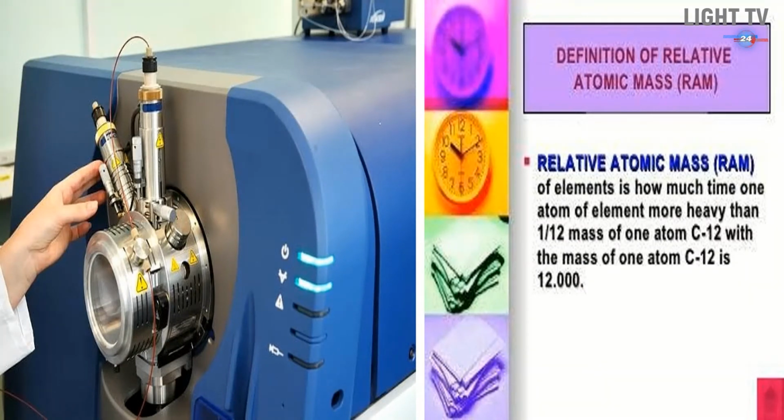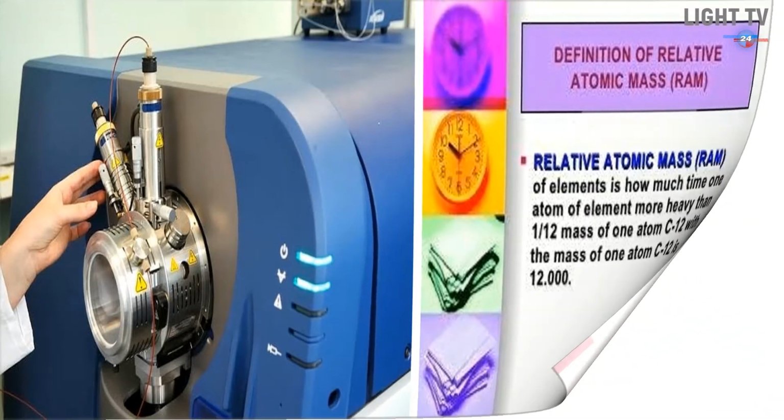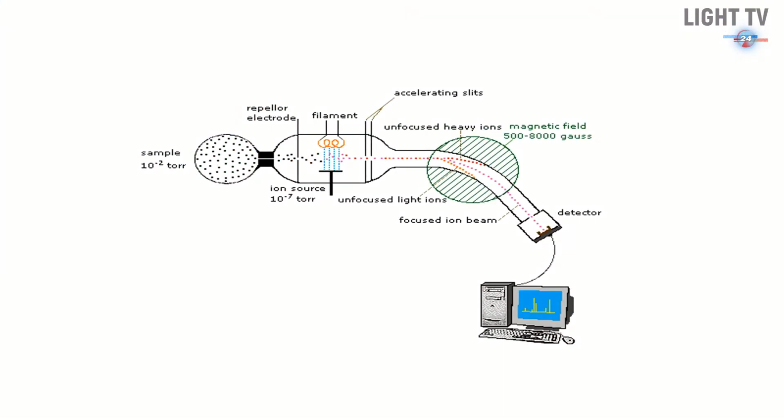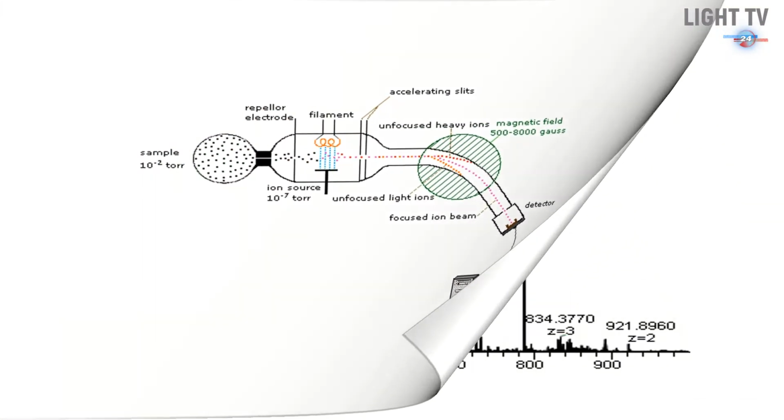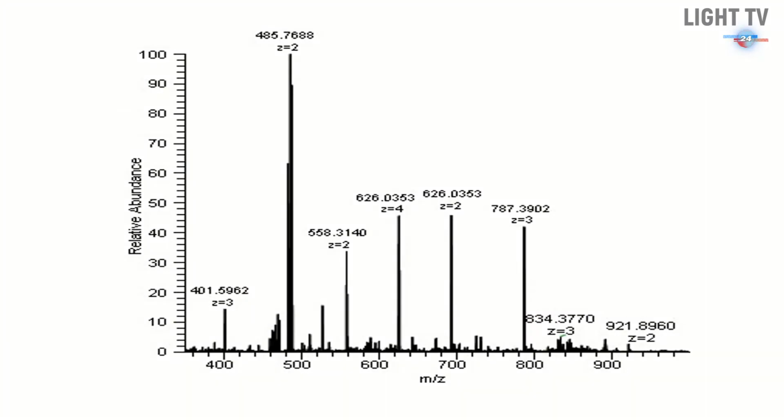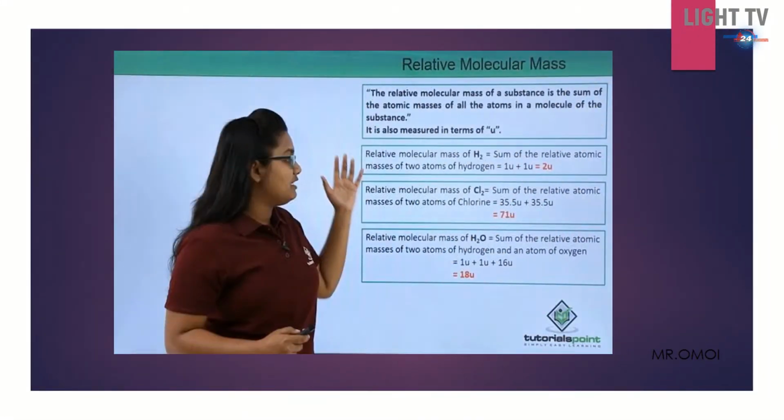Relative atomic mass has no units. It doesn't have units because it is just a ratio. It is the average mass of one atom of an element divided by half the mass of an atom of carbon-12. So it is a ratio, therefore has no units.